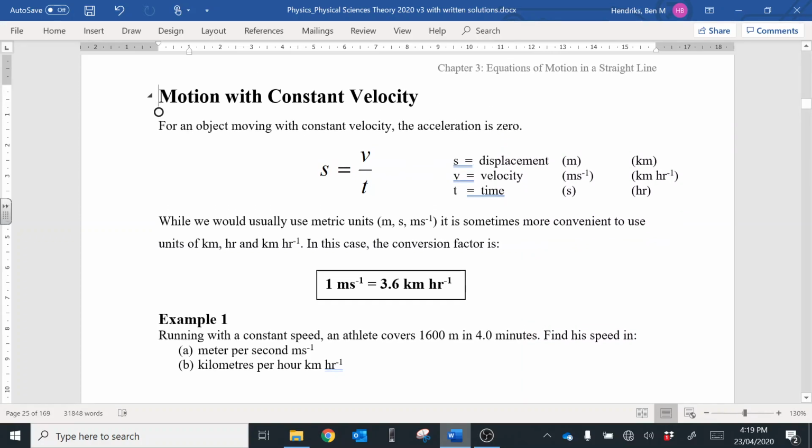Okay, so we're now moving on to chapter 3, equations of motion in a straight line. And the first thing I want to just highlight here is that there's an error in the notes. This here is not, displacement is not equal to velocity over time.